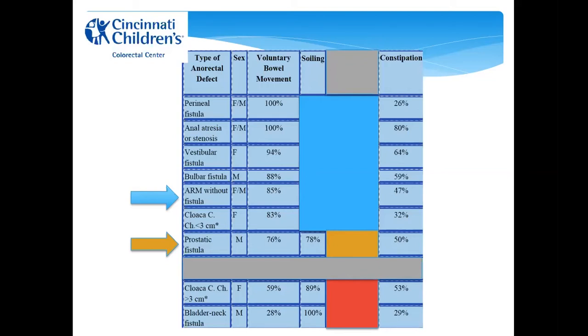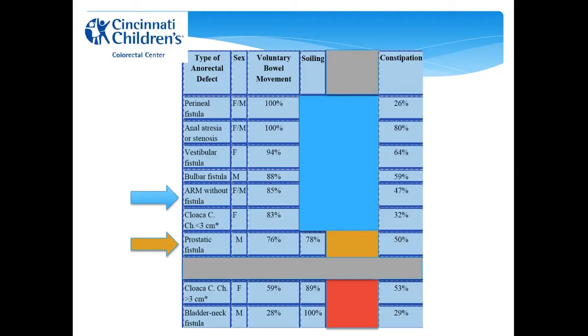The other group, I highlight in red. Those are the poor prognosis group, and we know that they will come with fecal incontinence and they don't have voluntary bowel movements. Look at the soiling line. They have 80 to 100% degree of soiling. Those are the long channel cloacas, more than 3 centimeters, or those with bladder neck fistula.